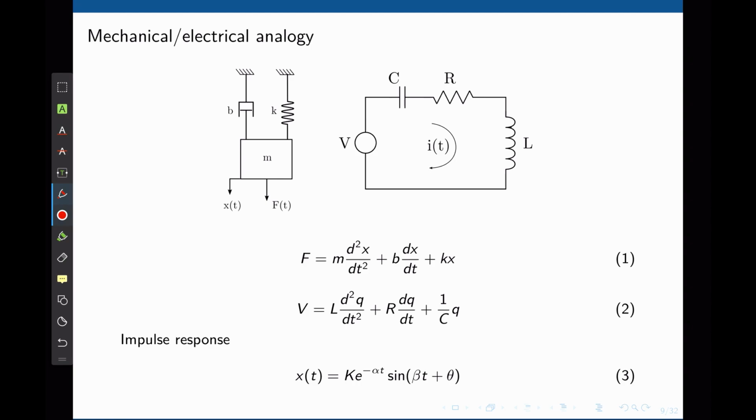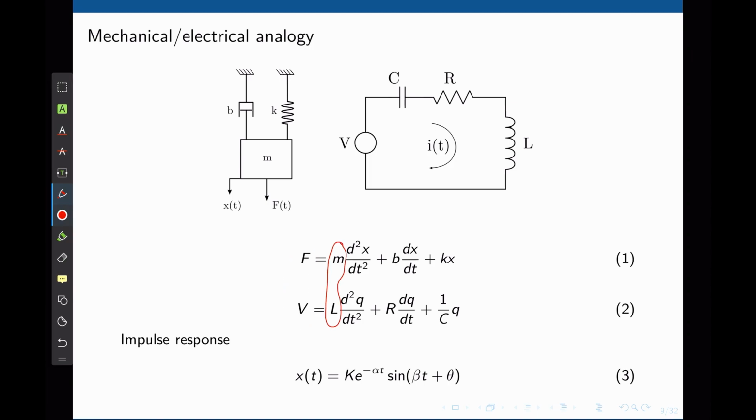These are the equations that we found in the previous example for the mechanical and electrical system. We see here that they follow the exact same structure. The variable of interest in one is x, the displacement, and in two is the charge q. The external excitation was the force and the voltage. So the force and the voltage are analogous. They are the elements that are being applied to the system to create a change in the states of that system.